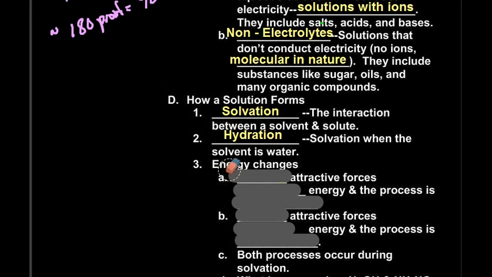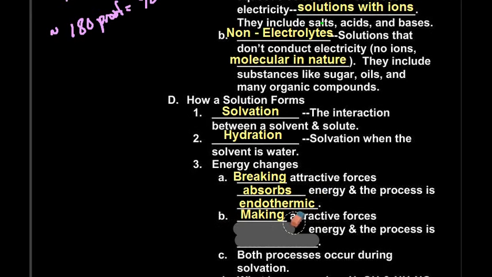All right, now there's some energy changes involved here, so that when things dissolve, energy will actually travel in one direction or the other. Okay, if we are breaking the attractive forces that hold ions together, it is going to absorb energy, and the process is endothermic. Okay, but then if we make attractive forces to other things, then it's going to release energy, and the process is exothermic. Both of these processes occur during solvation.